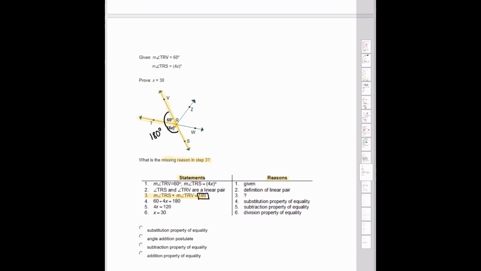So, if we know that those 2 are linear pairs, we can identify that if we add 60 plus 4x equals 180, then that is what we are being asked or told to do in reason 3. This is actually part of the angle addition postulate, which tells us that if we know the total measure of 2 adjacent angles, then we can add those 2 angles together to find that total measure.